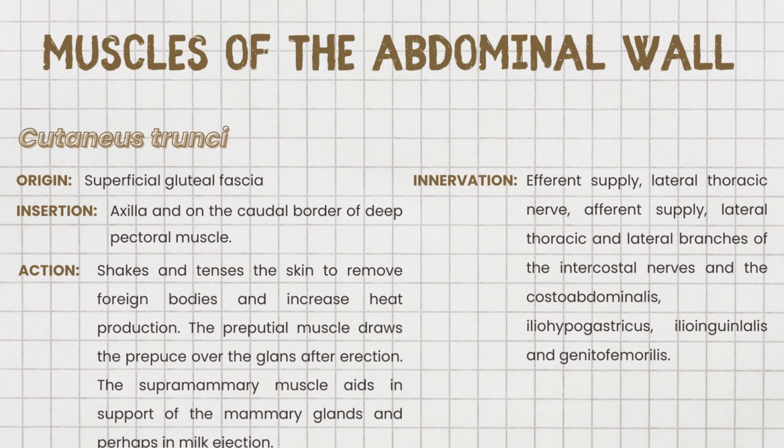Also, we have the cutaneous trunci. The cutaneous trunci originates from the gluteal area or the superficial gluteal fascia. It inserts to the axillary region and its action is for protective mechanism and reflex. Its innervation is efferent supply, lateral thoracic nerve, or simply the cervical and thoracic spinal nerve.